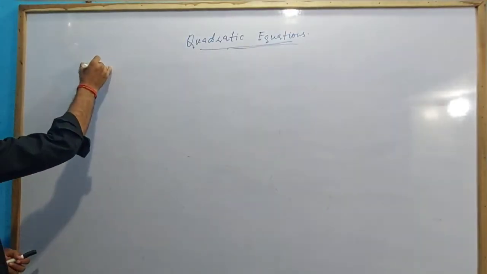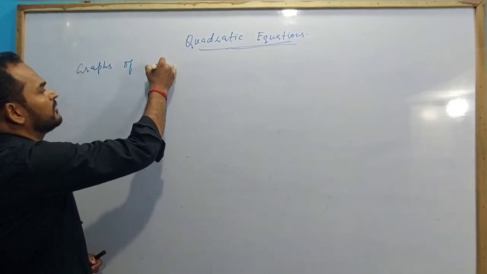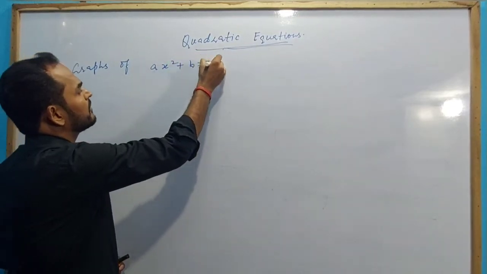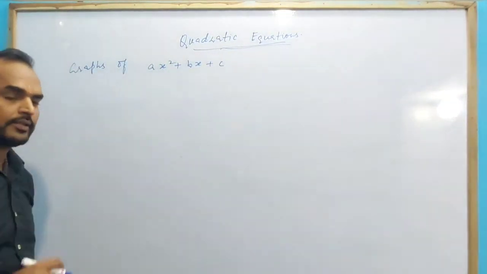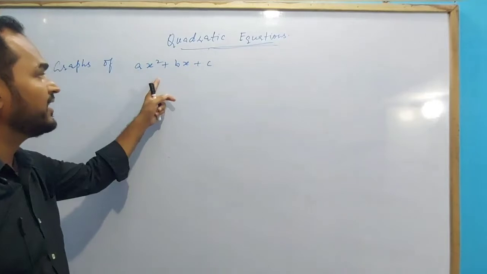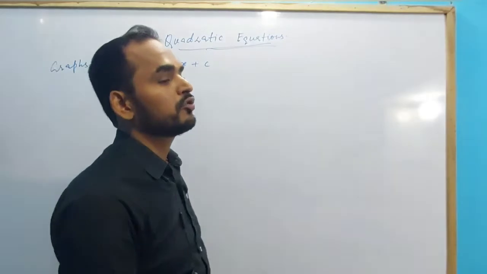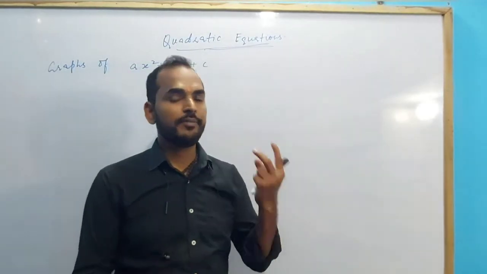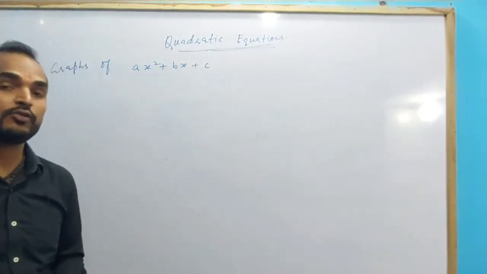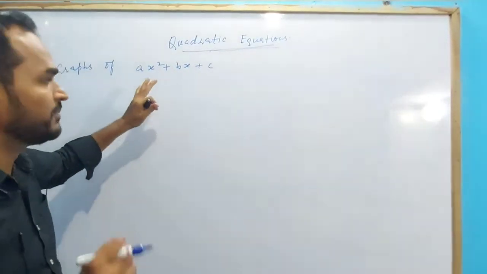Graphs of quadratic expression, graphs of ax square plus bx plus c. Just understand that ax square plus bx plus c is an expression, and you can find the graph of this expression. You cannot find the graph of this quadratic equation, because when it becomes an equation, it will give you two roots. And when there are two roots, how can you draw? So you will draw the graph for the expression, not for the equation. Just keep it in mind.